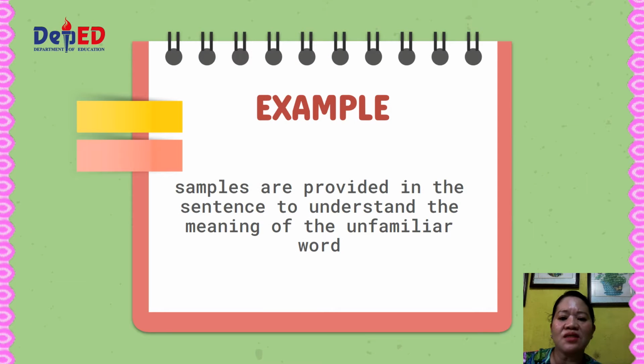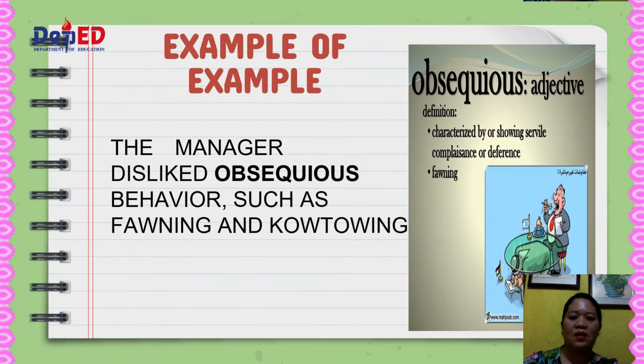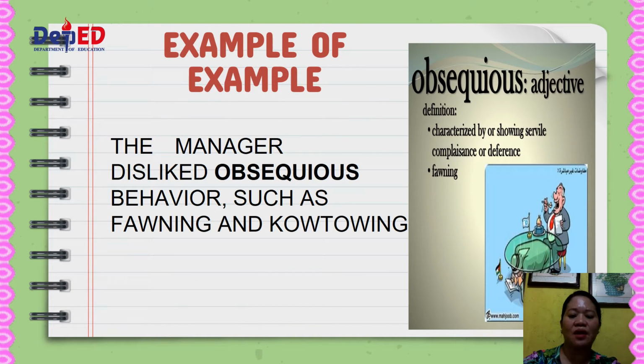Another type of context clues is example. Example means samples are provided in the sentence to understand the meaning of the unfamiliar word. Okay, let's take a look at the example given. The manager disliked obsequious behavior, such as fawning and kowtowing. In here, the unfamiliar word is obsequious, and the examples given are fawning and kowtowing. Therefore, we can say that obsequious means complacent.